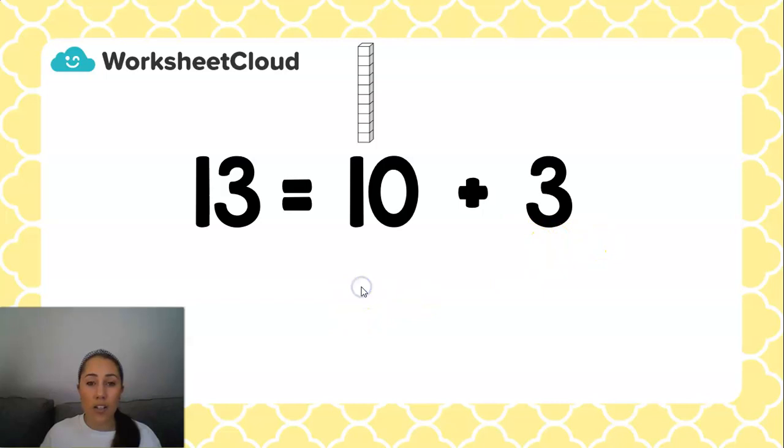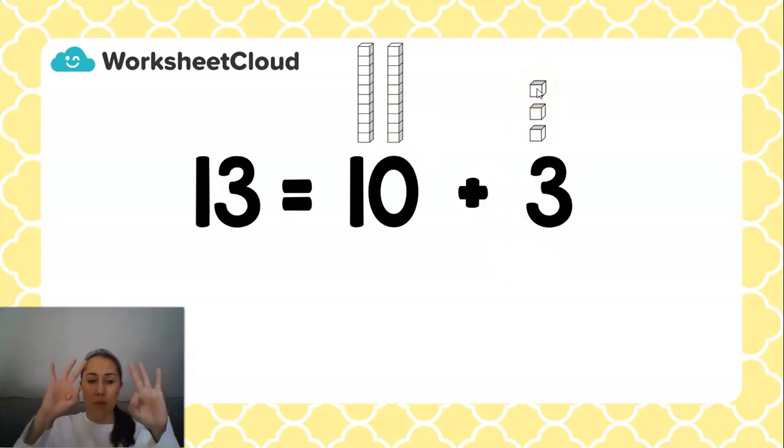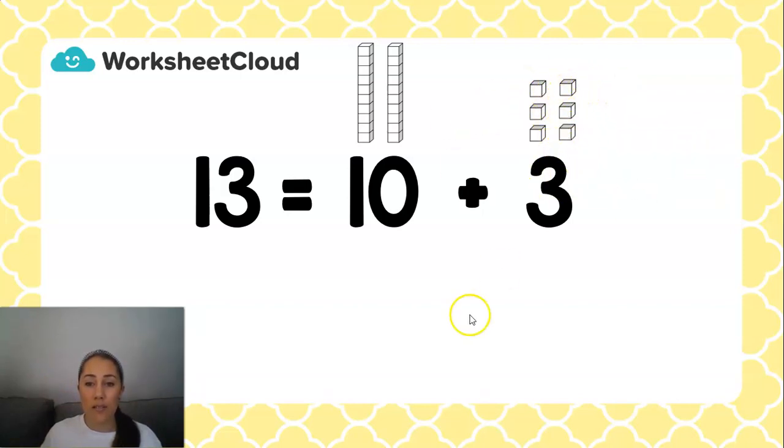So 10 looks like that, one group of 10. And then I have 3 units over here. So now if I want to double 10, we said double 10 is 20, which is 2 groups of 10. I just added another group of 10 next door. Now I want to double 3. Remember we said double 3 quickly is 6. And I've just added another 3 loose blocks next door, the units.